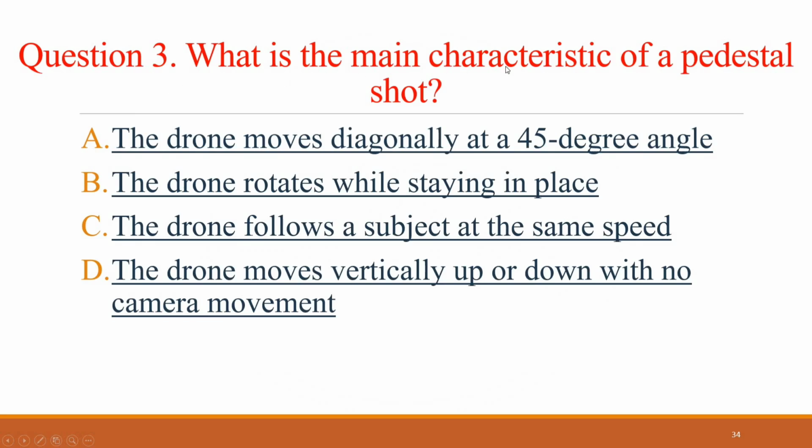Question 3. What is the main characteristic of a pedestal shot? The correct answer is the drone moves vertically up or down with no camera movement.